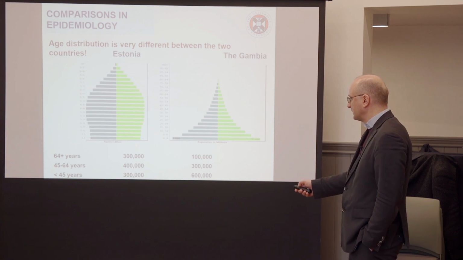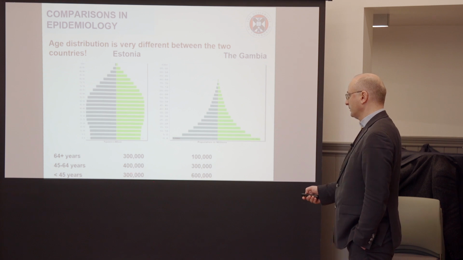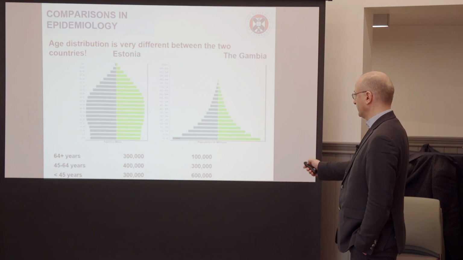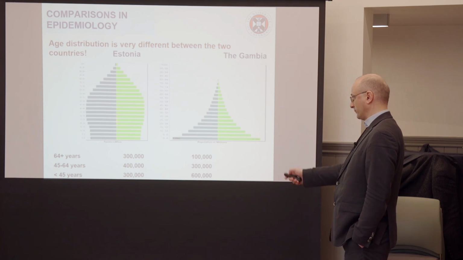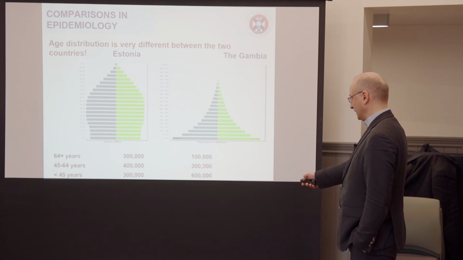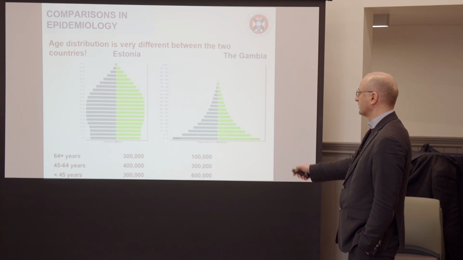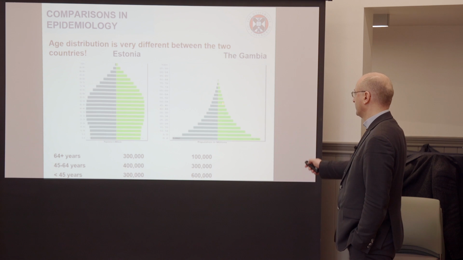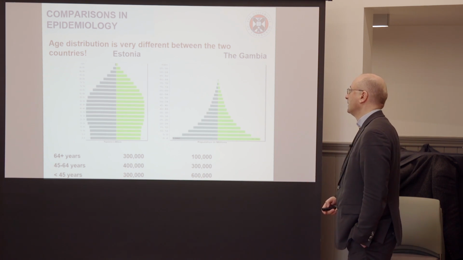So look at the numbers of people in each of the age groups. Less than 45, here 300,000, here 600,000. 45 to 64, 400,000. Everyone in the middle, here 300,000. 64 plus, 300,000 still in Estonia. Here, 64 plus, merely 1/10 of the population, right?